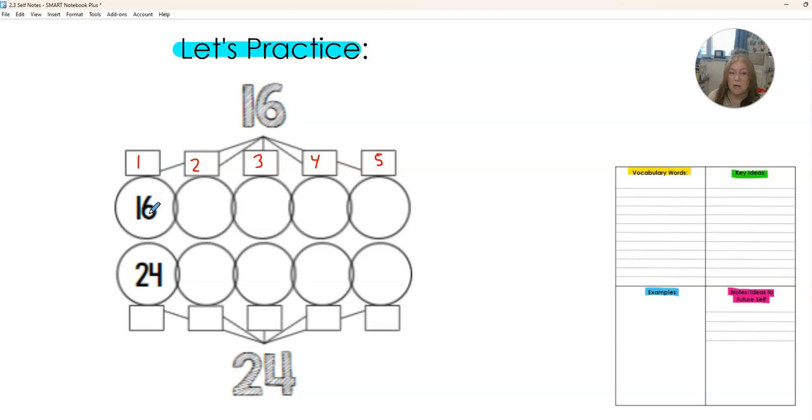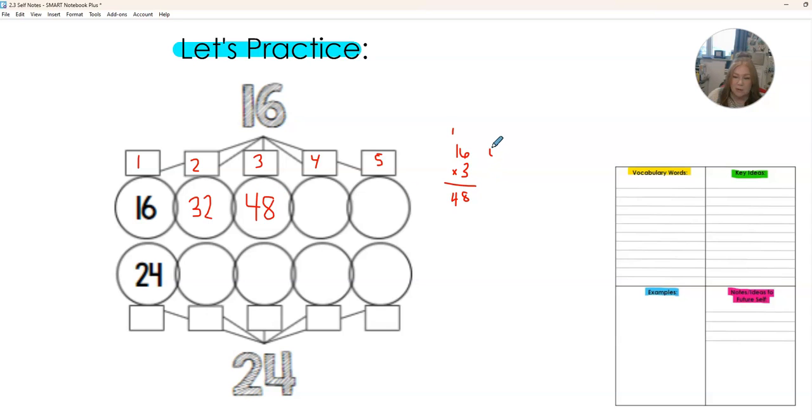So 16 times 1 is 16. All we're doing is making a list of skip counting numbers. 16 times 1, 16 times 2, and we're just going from there. So 16 times 2 is 32. And then we're going to do 16 times 3. If we don't know it off the top of our heads, we just do a little problem. So there's 18. 3 plus 1 is 4. So our next is 48.